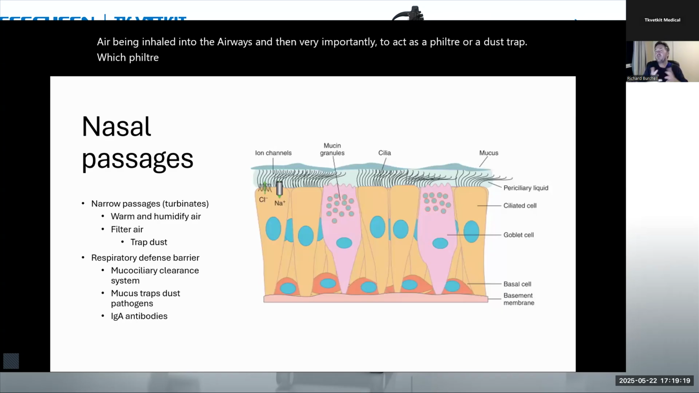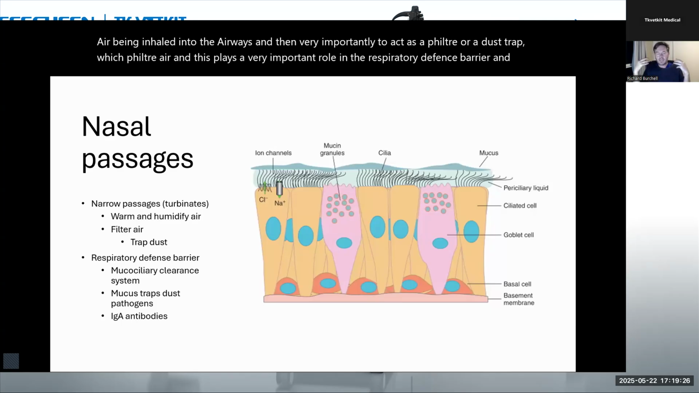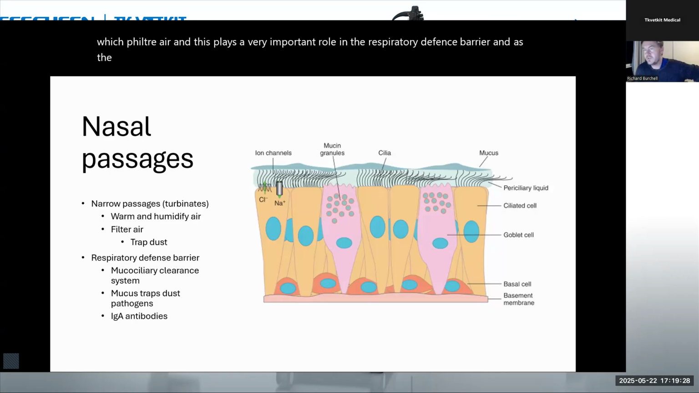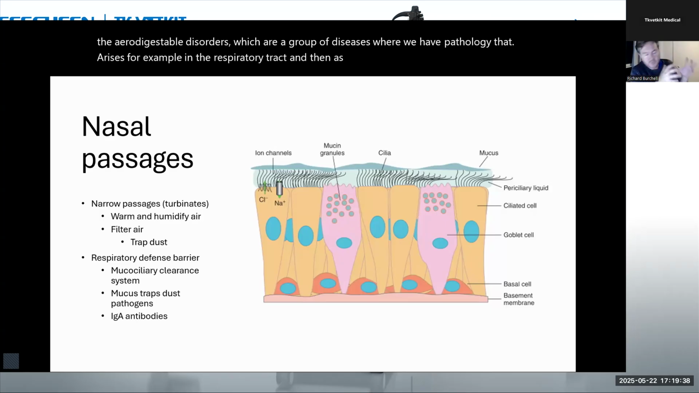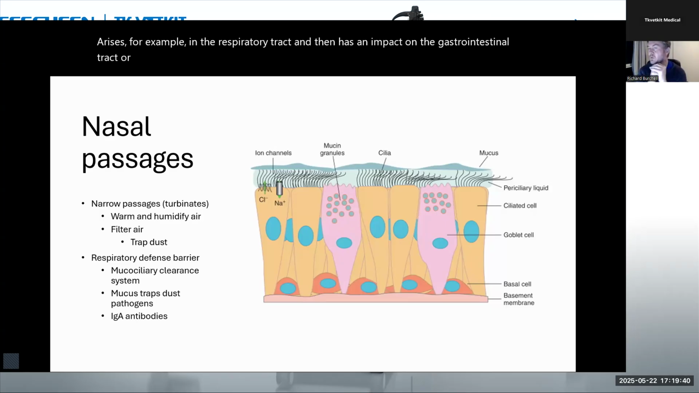And this plays a very important role in the respiratory defense barrier. With aerodigestive disorders, which are a group of diseases where we have pathology that arises, for example, in the respiratory tract and then has an impact on the gastrointestinal tract or vice versa, we're starting to realize how important these respiratory defense barriers are in pathology.